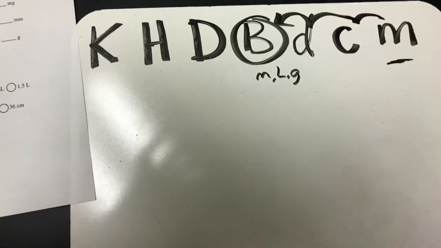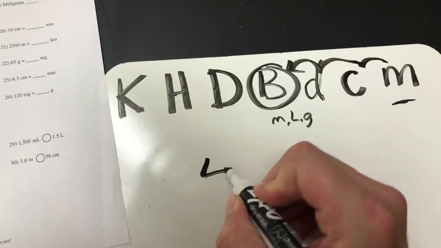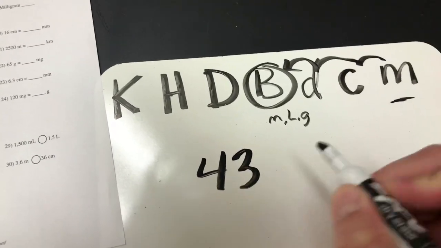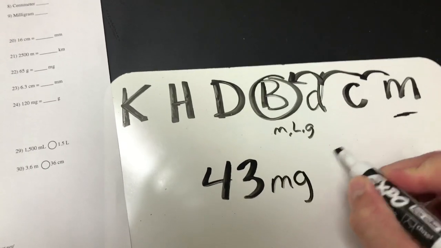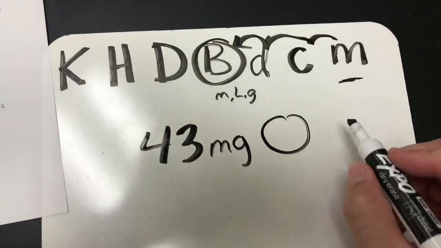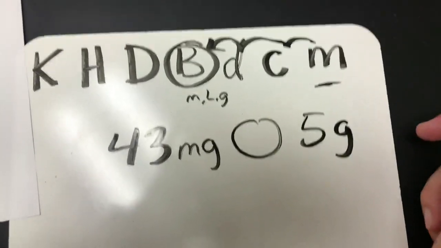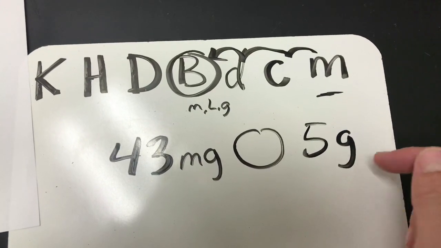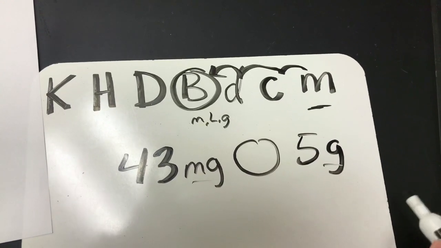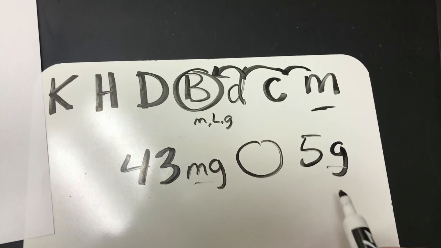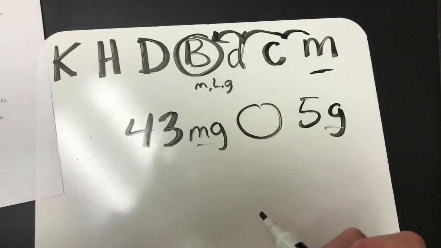Actually, I want to do one of the comparison ones. From the bottom, you have to compare which unit would be greater. This one was number 28. It says 43 milligrams, and we're comparing that to 5 grams. Before you can do this, you need to make sure that they're the same units. So I either need to convert this one to milligrams, or I need to convert this one to grams, and then you can easily compare the two.